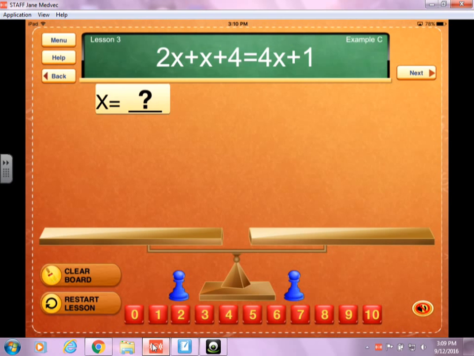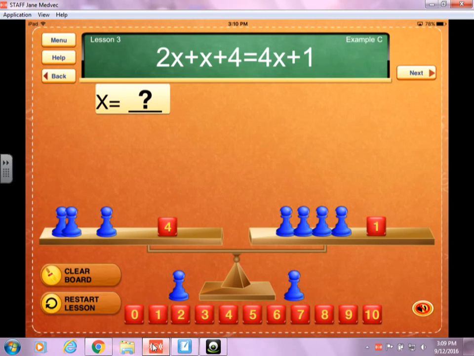Now the 2x means what? I have 2 x's. So 2x plus x plus 4 equals what? 4 x's. 1, 2, 3, 4 plus a 1. Okay, notice how I set that up. So when you see 3x, you know that I've got 3 x's there. Or if I've got 4x, I've got 4 x's there.